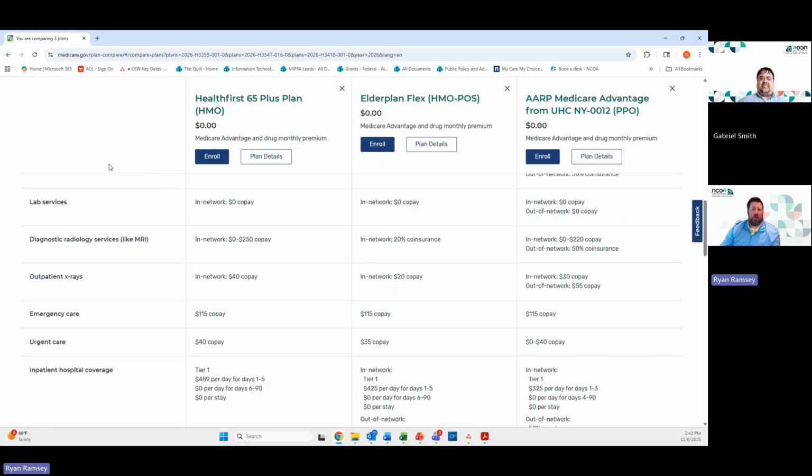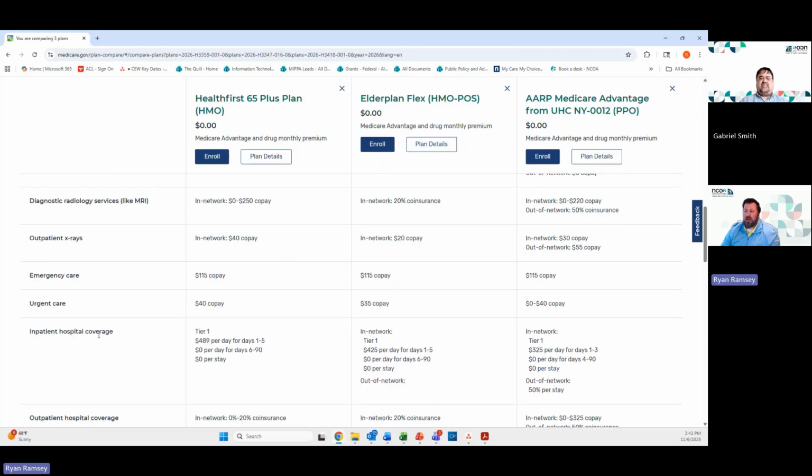Here's my worst case scenario, just to give you things to think about: if I went and needed some emergency care, I'm paying a $115 copay at an emergency room. If I go to urgent care, $40 copay, $35 copay, $0 to $40 copay. So this one, out of everything that we've looked at, is still coming up the most cost effective. But we'll get to the inpatient hospital coverage because these vary some.